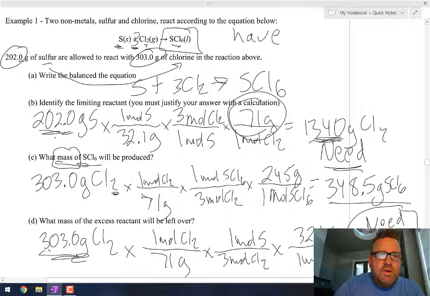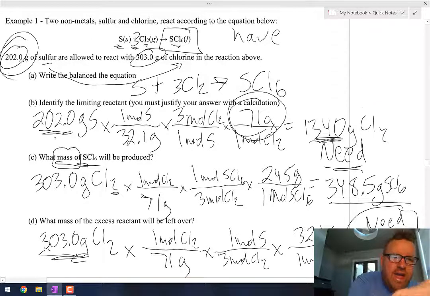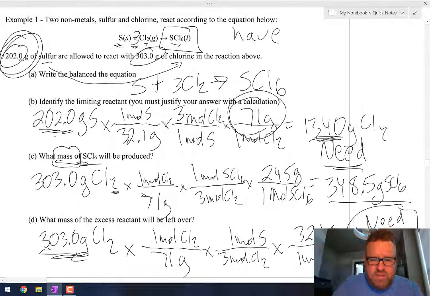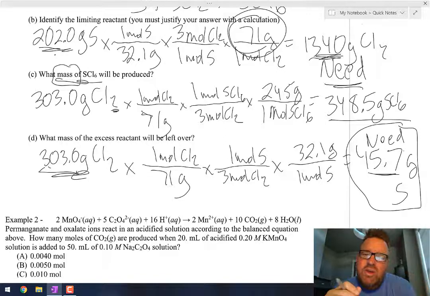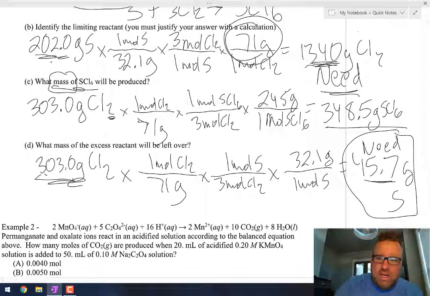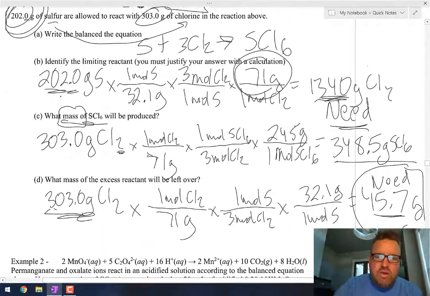Okay, but how much sulfur do I actually have? I actually have 202 grams, but I only need 45.7 of it. So imagine making a recipe where you need, let's say, 4 cups of something, but you really only needed 1 cup to react with everything. Well, you're wasting a whole bunch. We're wasting a whole bunch of sulfur here that we don't need.